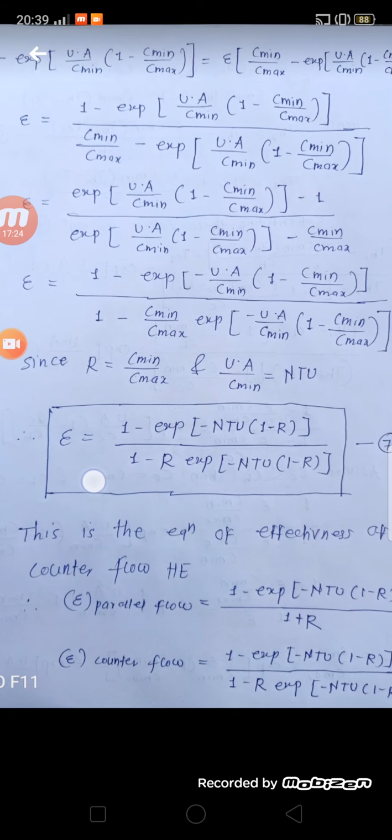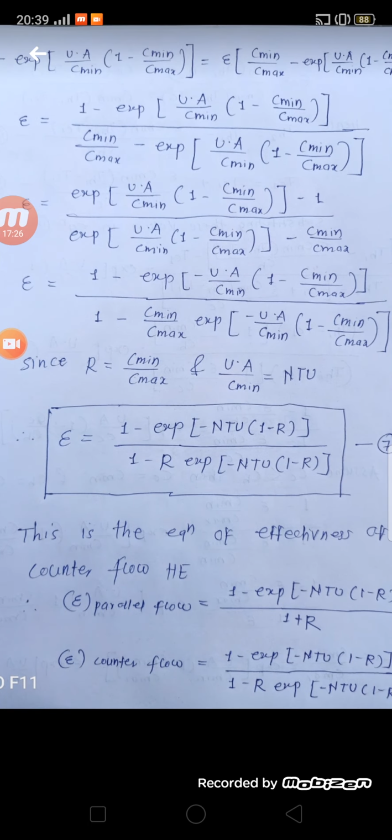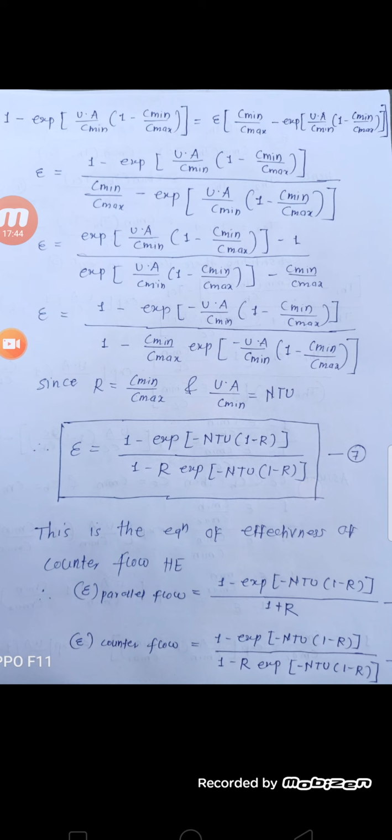So what is the value of effectiveness? Effectiveness is equal to 1 minus exponential of minus UA upon C minimum, that is NTU, and C minimum upon C max, that is R. So 1 minus exponential of minus NTU into bracket 1 minus R, and what about the denominator? 1 minus R into exponential of minus NTU into bracket 1 minus R. So this is the equation of effectiveness of the counter flow heat exchanger.